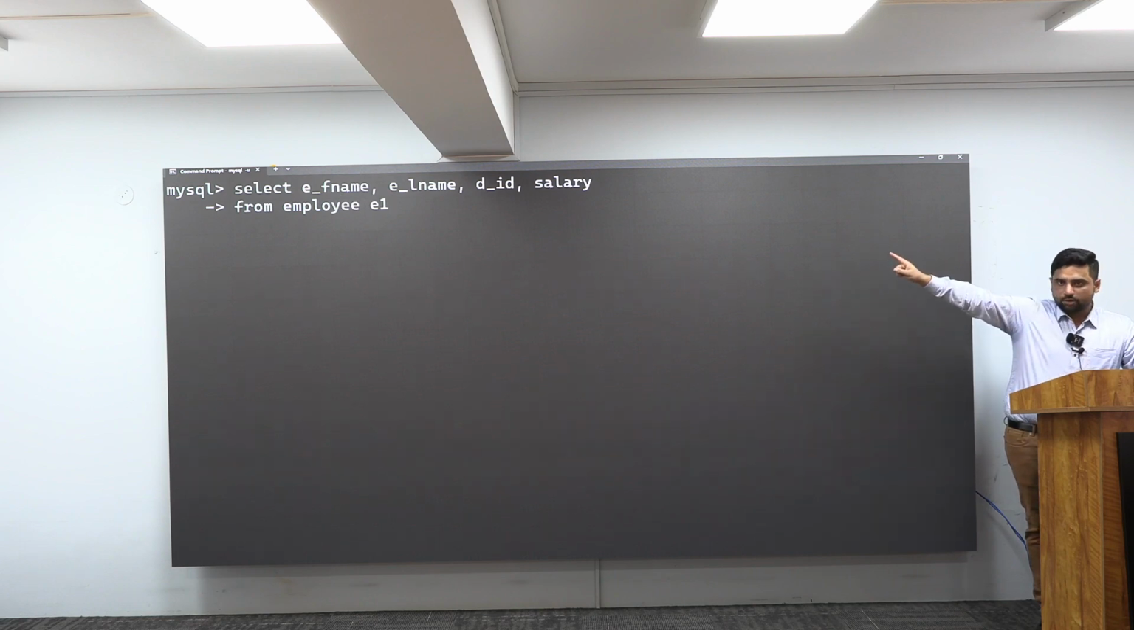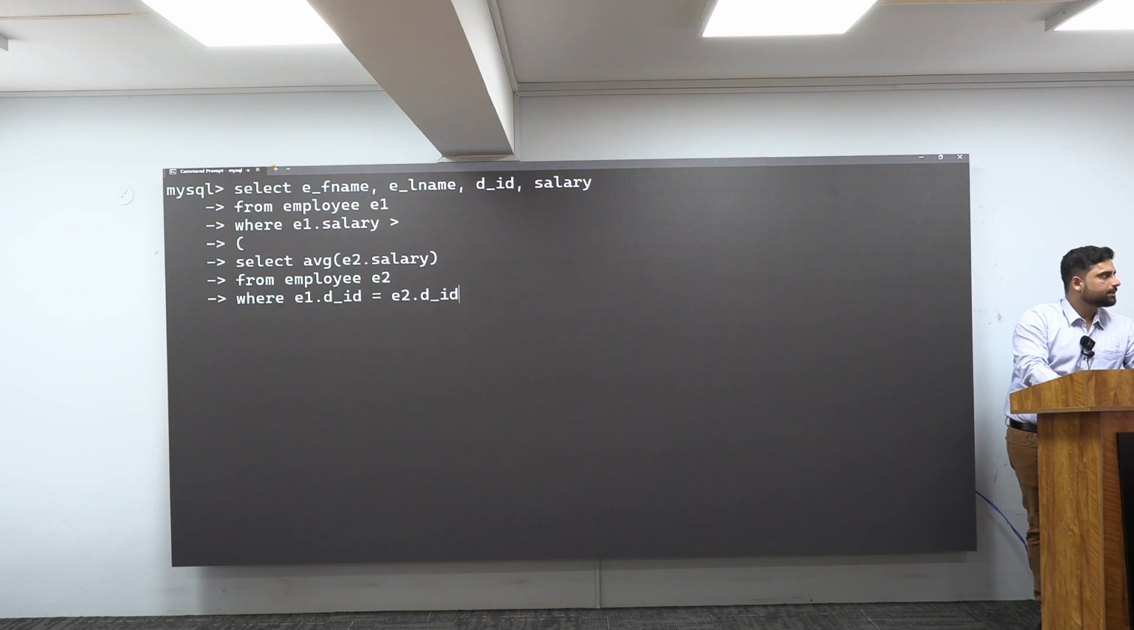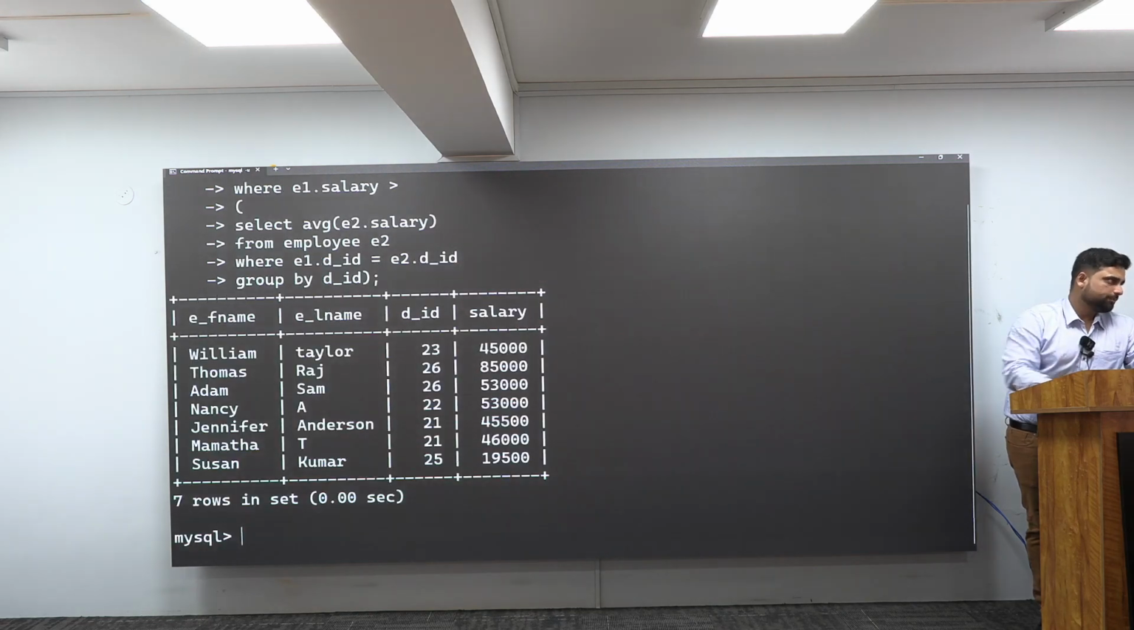I will create one copy even. What do we have to compare? Salary we have to compare. E1 dot salary should be greater than the average salary of their departments, from employee E2, where E1 dot department ID should be equal to E2 dot department ID. Last, we have to perform grouping.